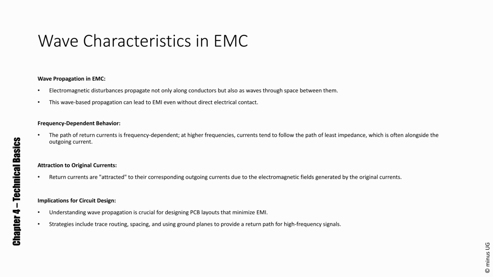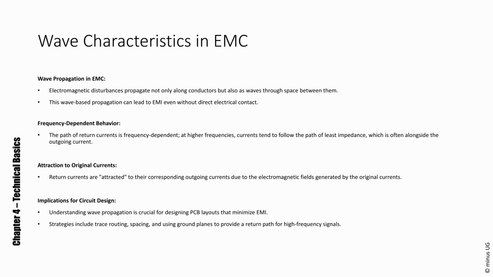As the frequency increases, these currents tend to follow the path of least impedance, which usually aligns closely with the outgoing current. It's almost as if the return currents are drawn to their originating currents, guided by the electromagnetic fields that are created by the currents themselves. This phenomenon has significant implications for how we design circuits, particularly when it comes to PCB layouts. To minimize the effects of electromagnetic interference, we must understand the paths that high-frequency signals will take and provide adequate return paths. This can involve careful routing of traces, maintaining appropriate spacing between conductive paths, and utilizing ground planes effectively.